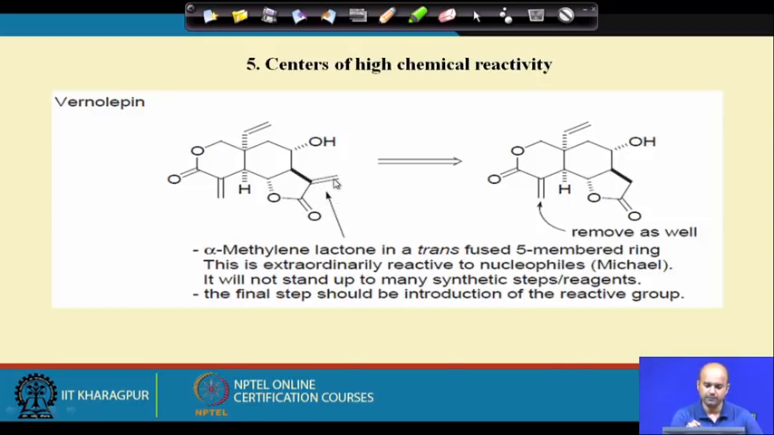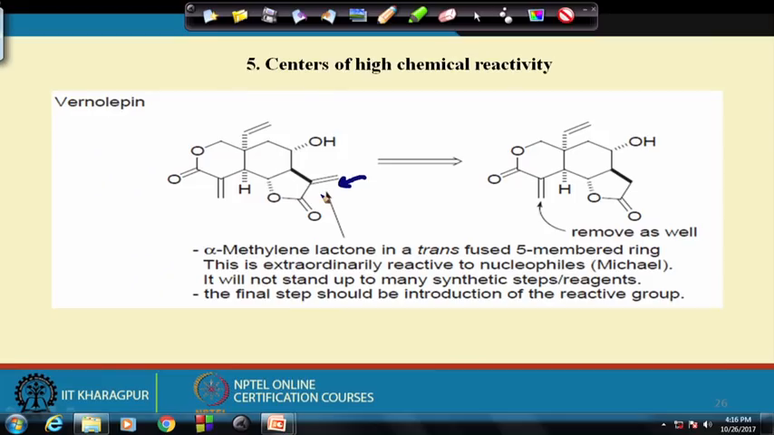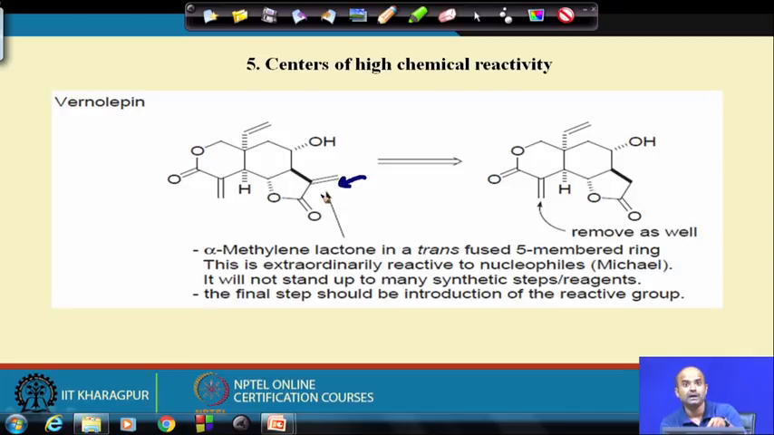Let us say for this case, this group is highly electrophilic in nature. It can accept nucleophiles, like Michael acceptors here; it is highly reactive. Make sure if your target molecule does have a highly chemically reactive group, you need to introduce those groups in a later part of the synthesis, because if you continue the synthesis using these groups, and in between you use some nucleophilic condition, these groups won't be stable, they can undergo reaction.